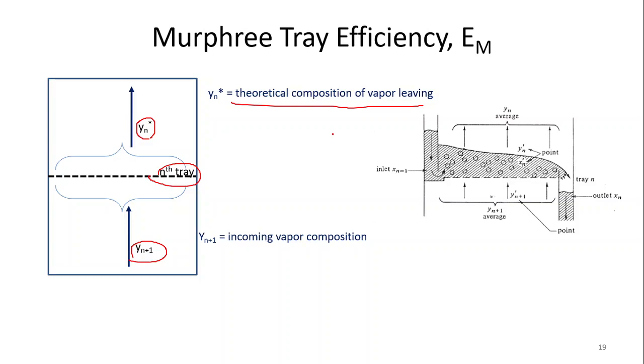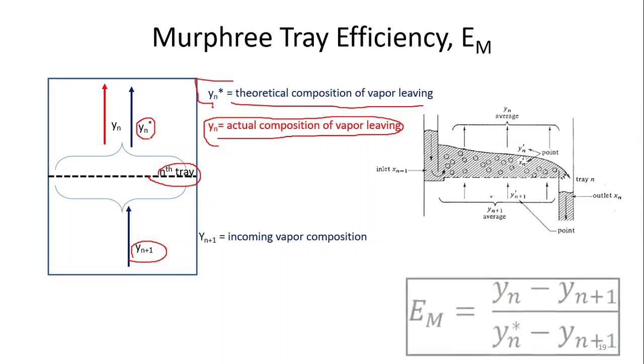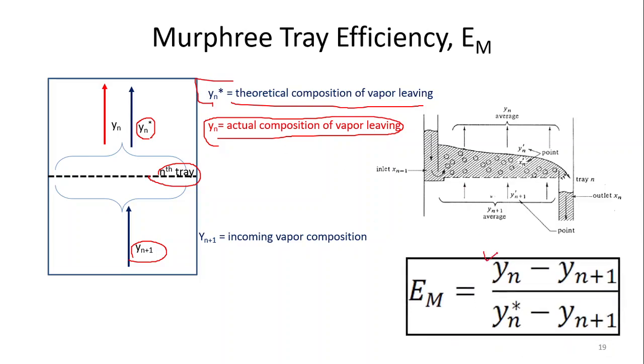Obviously it is not possible. So the actual composition leaving the tray is yn, the actual composition. So we have a difference between the actual composition and the theoretical composition. To calculate the efficiency, if these compositions are given, you can find yn minus yn plus 1, the difference between these two values, divided by the difference between these two values. This is the theoretical, and this is basically the actual values. In this way we can find the Murphy tray efficiency.